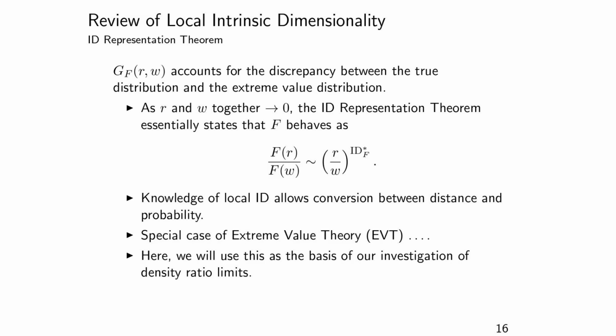So we can read this relationship very much in the same way as our motivating example. We have a ratio of f of r to f of w, which is like a ratio of two volumes, and it is roughly the ratio of their radii to the power of the intrinsic dimension. And this holds precisely at the limit as these two distances tend to 0. So that means that the knowledge of the local ID allows a conversion between distances and probabilities. Asymptotically speaking at least, if you know any 4 of these 5 quantities, you can deduce the 5th one.